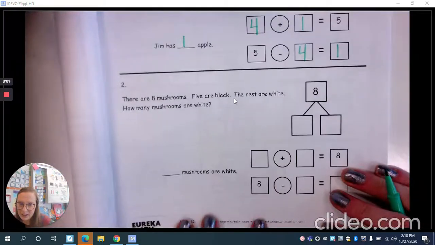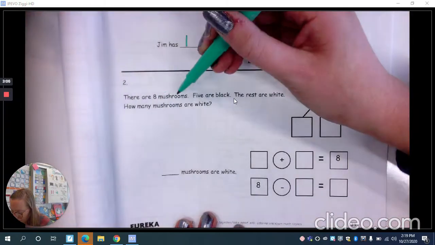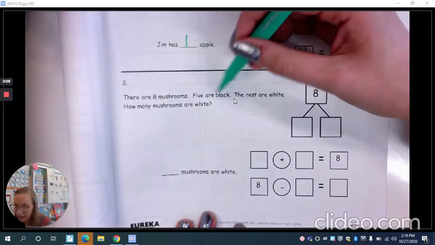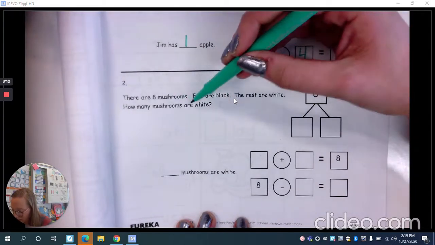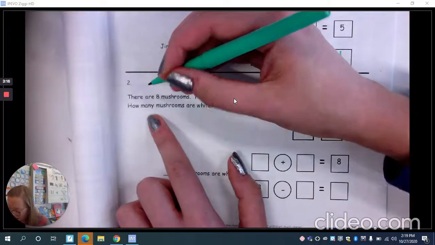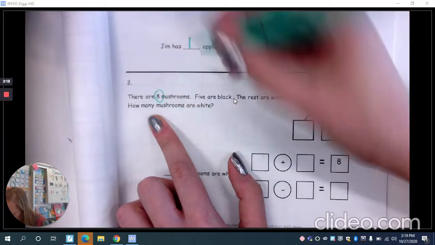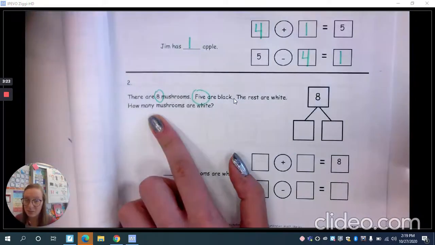Now we have another problem. This problem says there are 8 mushrooms. 5 are black. The rest are white. How many mushrooms are white? So the numbers I see in this problem are 8 and then 5. I'm going to circle the numbers that are in the problem.